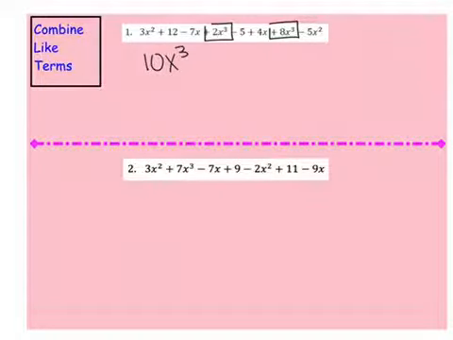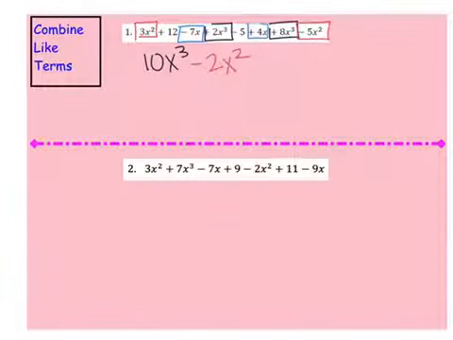Now I'm going to go down to x squareds. I have a 3x squared and a negative 5x squared, so 3 minus 5 gives me a negative 2x squared. Next I'm going to look at my x's. I have a negative 7x and a positive 4x, so I'm going to have a negative 3x. And then last but not least is my constants. I have a positive 12 and a negative 5, which gives me a positive 7.